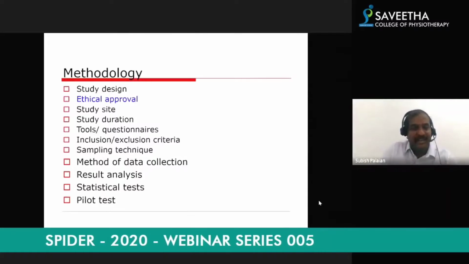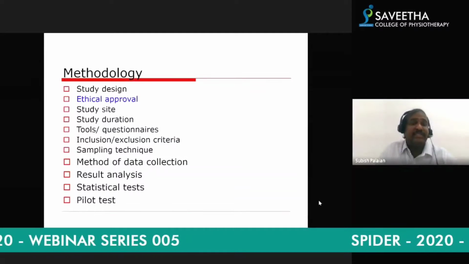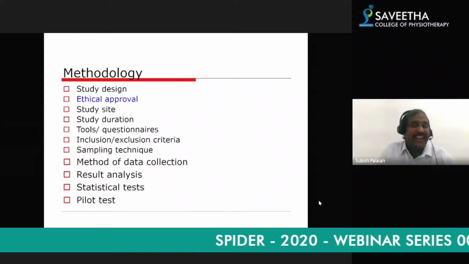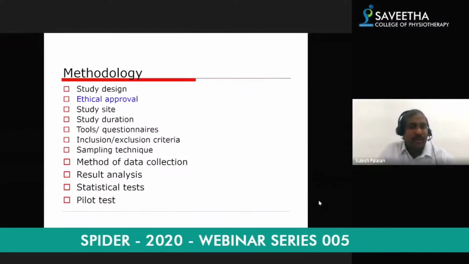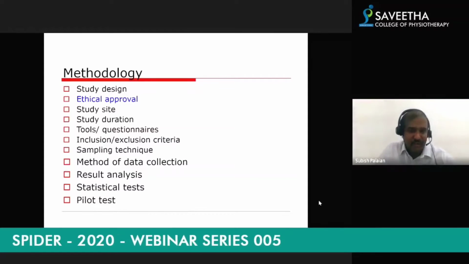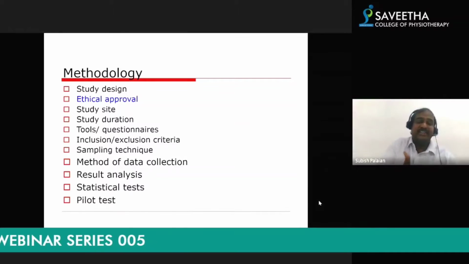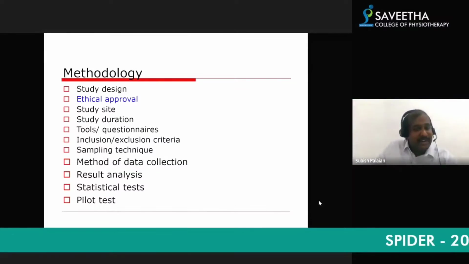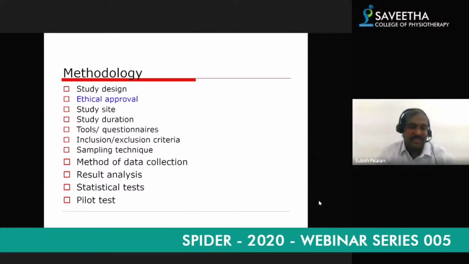Then the inclusion and exclusion criteria. My study is on back pain, but I include only people who are above 65 years. So my inclusion criteria is people aged more than 65. But people who recently underwent surgery, I excluded. So I say in the exclusion criteria: people who underwent surgery recently, in the last 2 months, or people who had diabetic complications, people who are bedridden, people who are using a wheelchair. I have excluded them in my research. So I need to mention the inclusion and exclusion criteria.